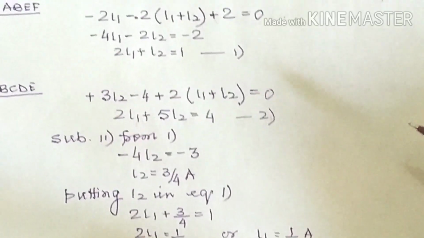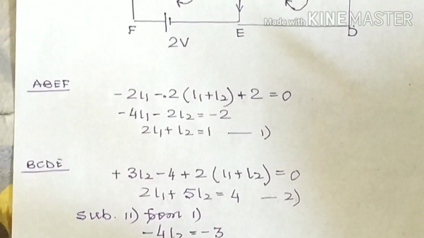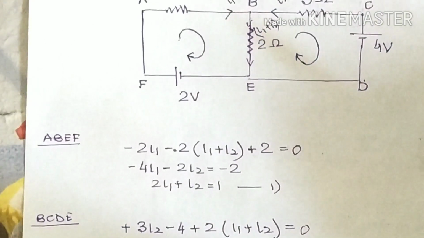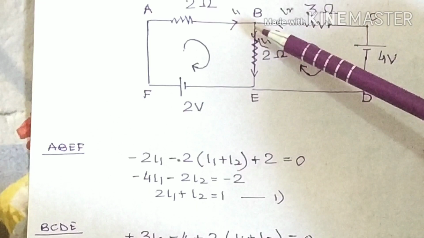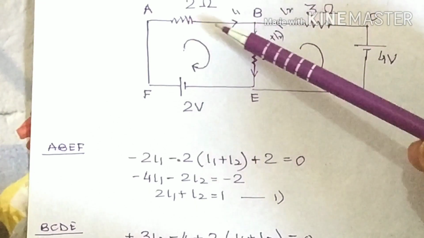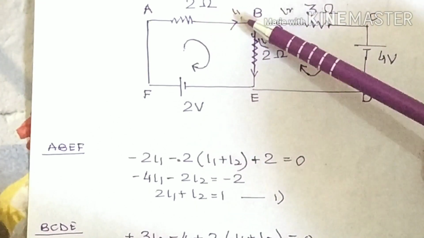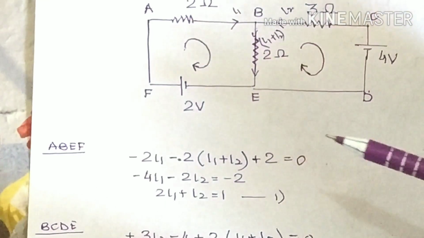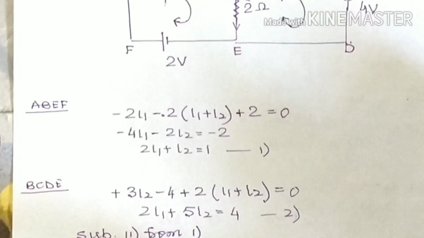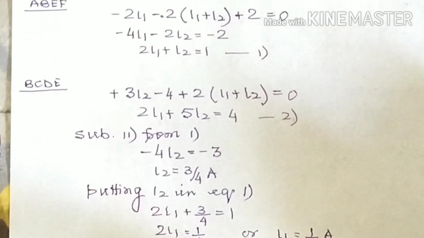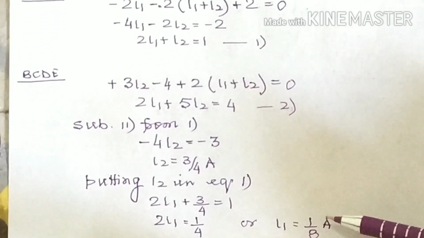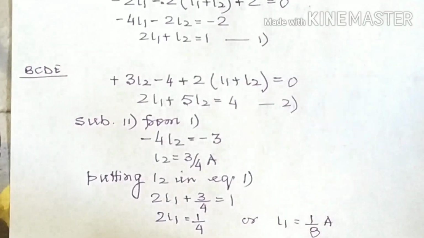So see the diagram once again. The question was to find out the current across AB. The current across AB you have taken as I1. So I1 we have calculated as 1 upon 8. 1 upon 8 ampere is the current that flows through the branch AB.